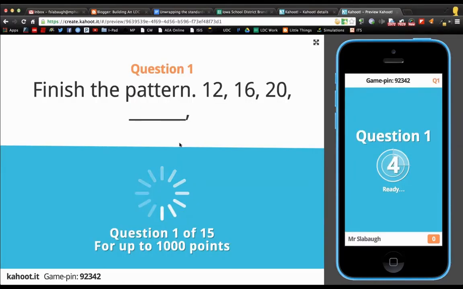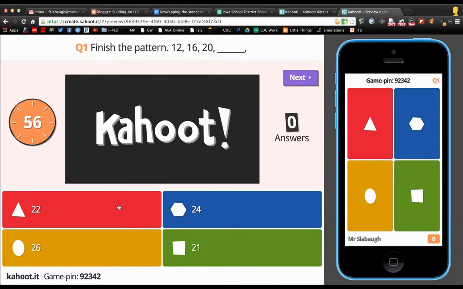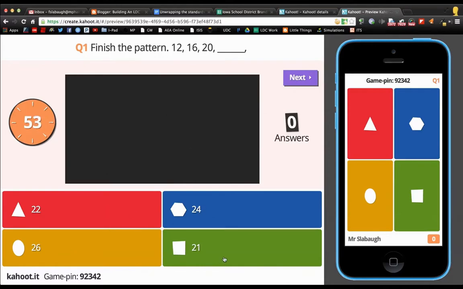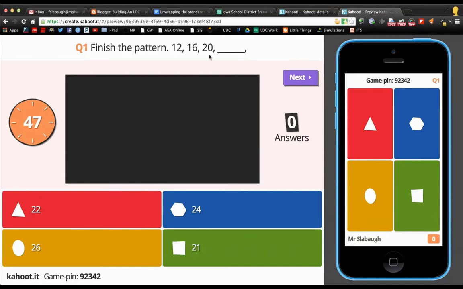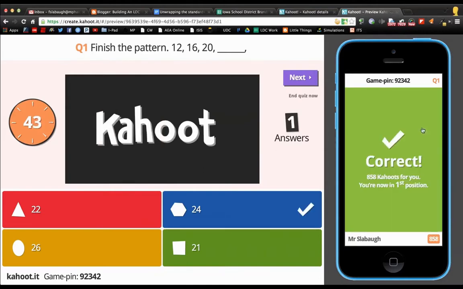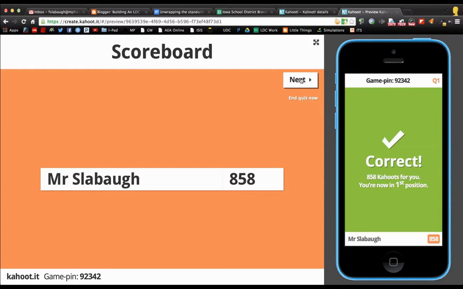And first question, finish the pattern, 12, 16, 20. What comes next? And then students, notice on their screen they don't have the answers. They have to look down here on the main screen or on the projector to see what the possible answers are. And so the correct answer would be 24, so they click on the corresponding symbol. It says correct, and then it'll show how many got it right, or how many got it wrong, and then next it'll show a point leader.